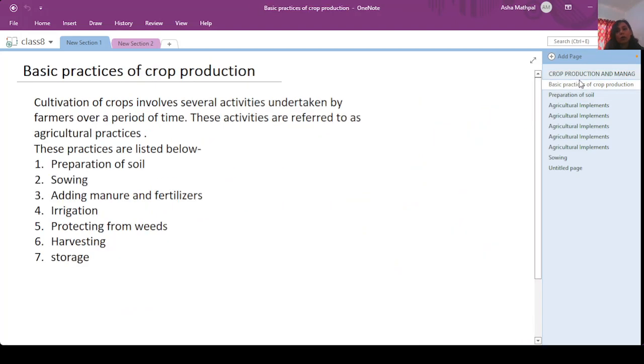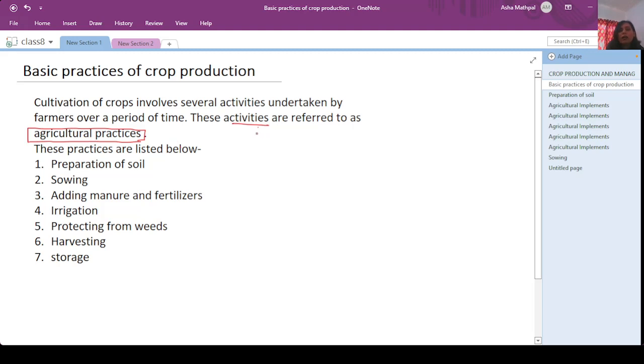Now before growing any kind of crop, there are certain practices which are taken up by the farmer during the crop production. Okay, so these steps are also called as the activities basically. These are called as the agricultural practices. Now these agricultural practices you need not remember or mug up. Just apply your common sense and you will be able to write them.